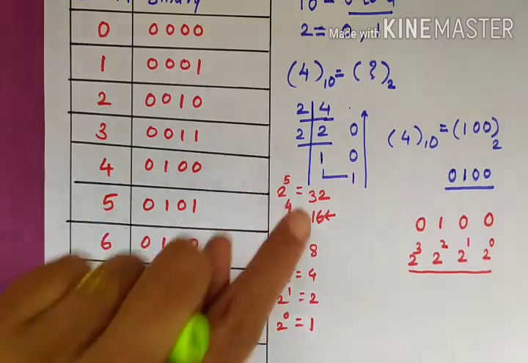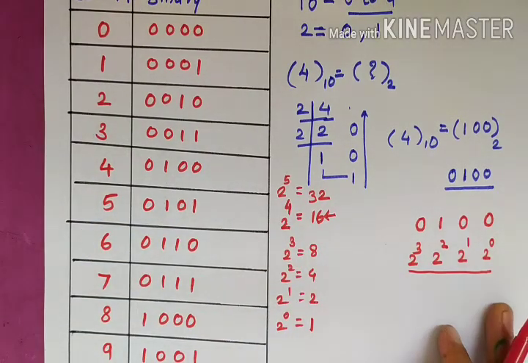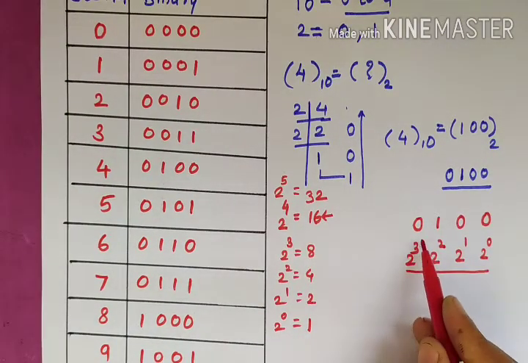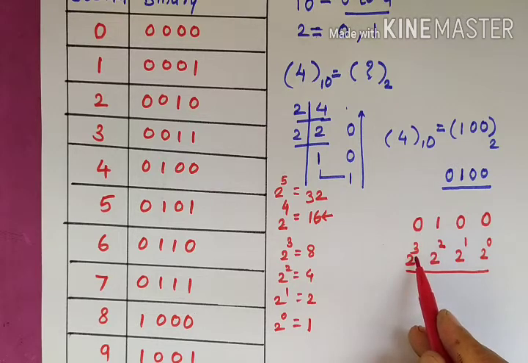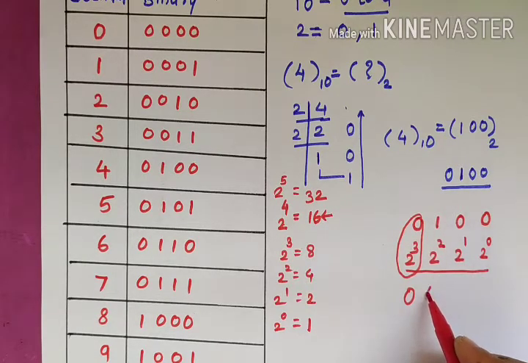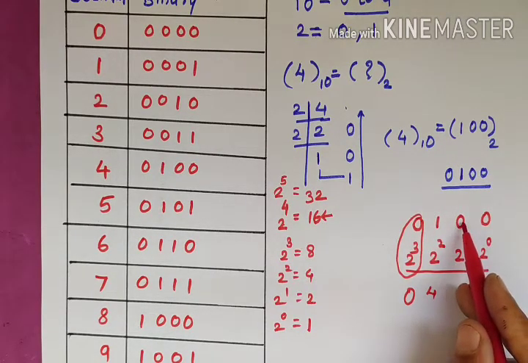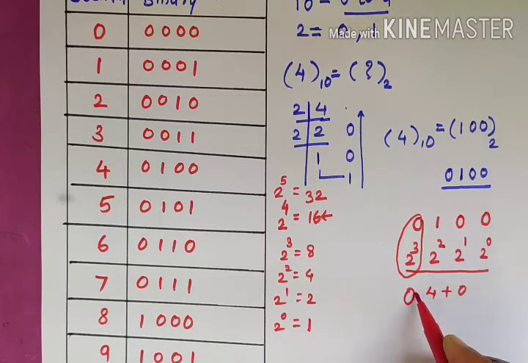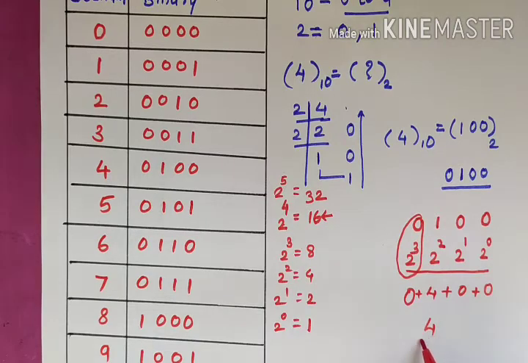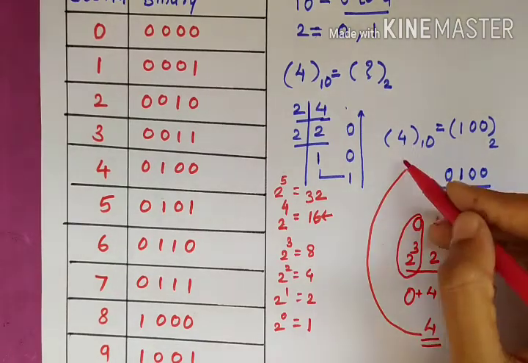you have to write in this way. Now let us consider this example. Is this correct or not? As 2 raised to 3 is equal to 8, but it is multiplied by 0, what do we get? 0. 2 raised to 2 is equal to 4, multiplied by 1, gives 4. 2 raised to 1 multiplied by 0 gives 0. Plus 2 raised to 0, which is 1, but we multiply it by 0, then this is 0. So we finally get 4. So our answer is correct.